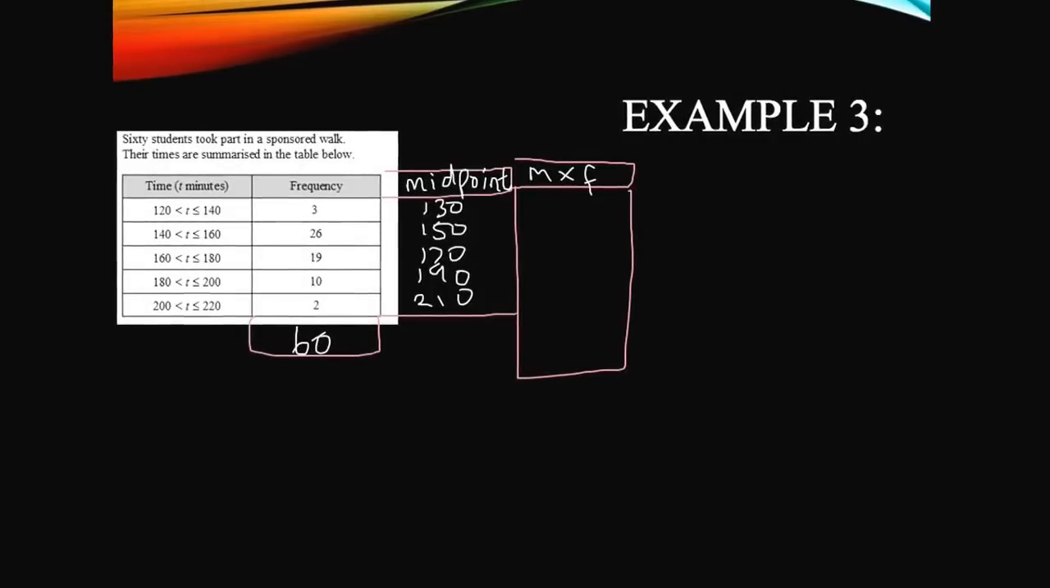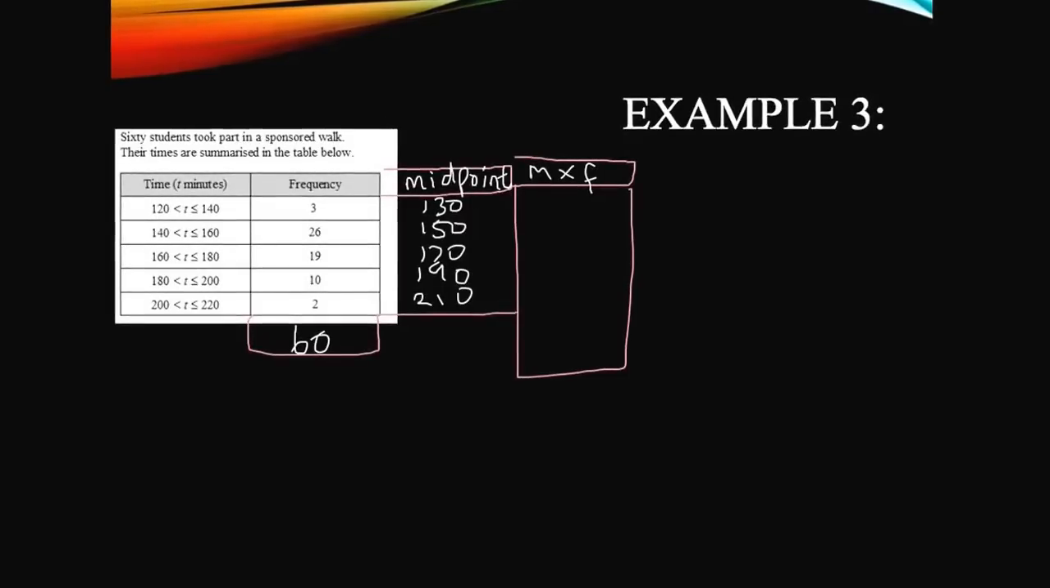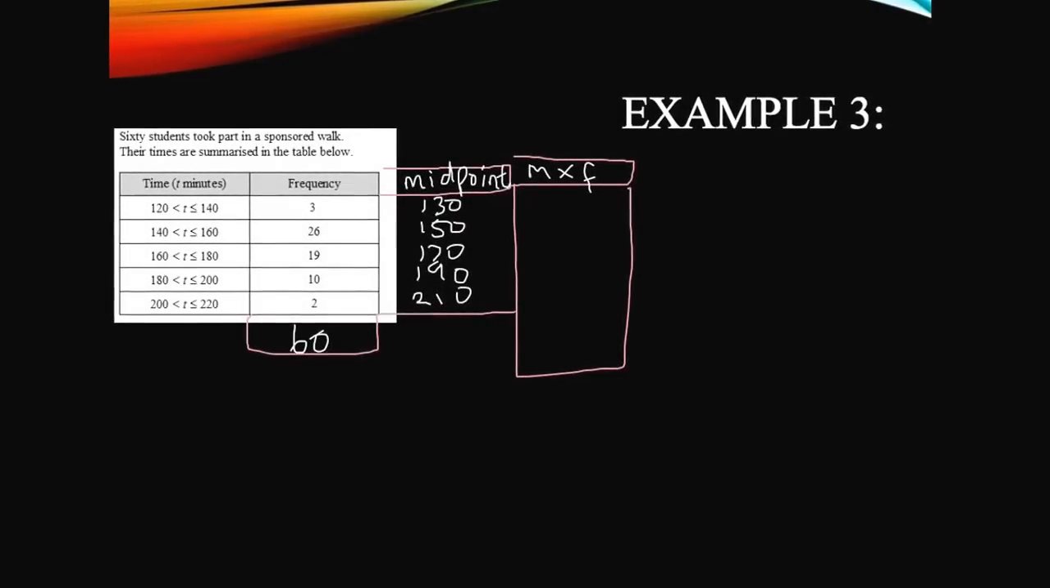Now what I need to do is multiply my midpoint value with my frequency. So my midpoint multiplied by my frequency, and write the numbers in here. And again, you could use a calculator to do this, or you could do it in your head. I'm not sure what 26 times 150 is, so I'm going to put these values in my calculator. 3900. We've got 19 times 170. 3230.